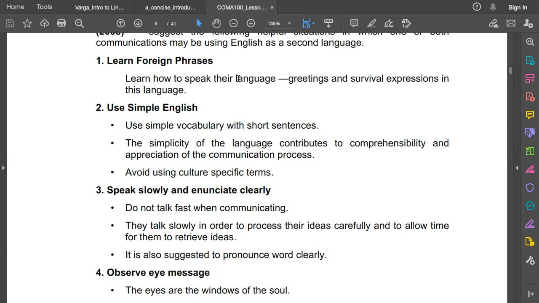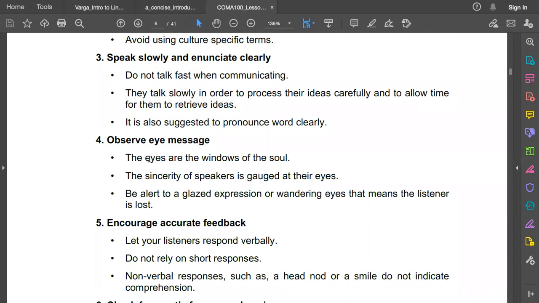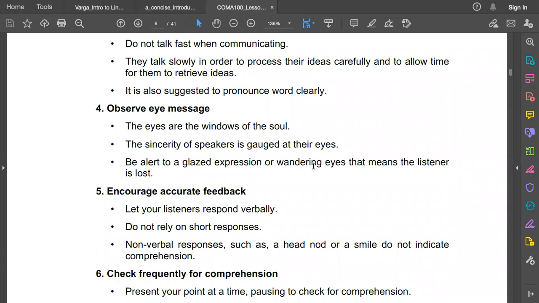Okay. Remember, you are not just talking to people of your own race. You are talking in a multicultural setting. There are different cultures around you. Observe eye message. The eyes are the windows of the soul. Sincerity of the speaker is gauged at their eyes. Okay, be alert of a glare expression or wondering expression, which means the listener is at a loss. Meaning to say, if you see in their eyes that they're confused, you need to be considerate enough to repeat what you have said.